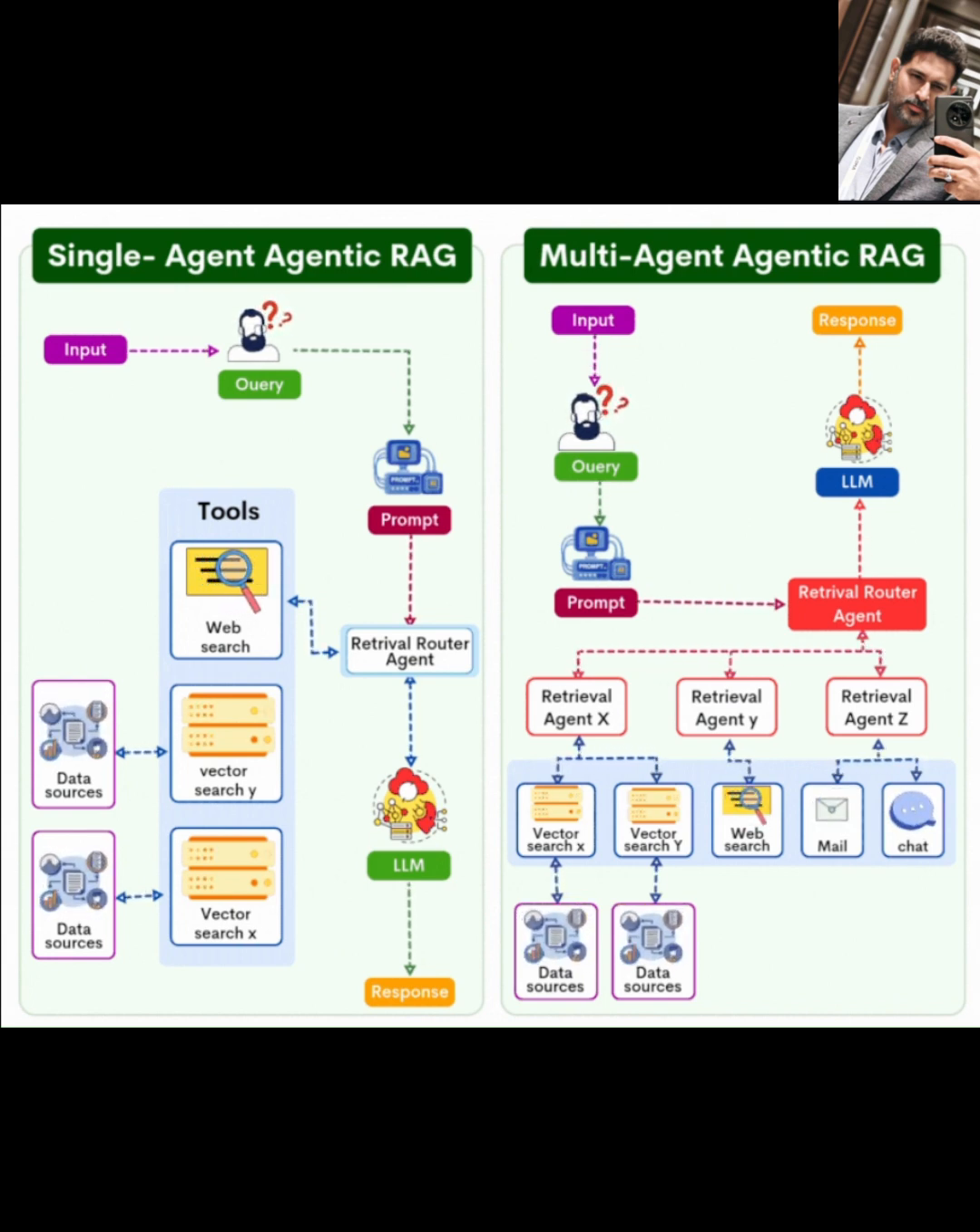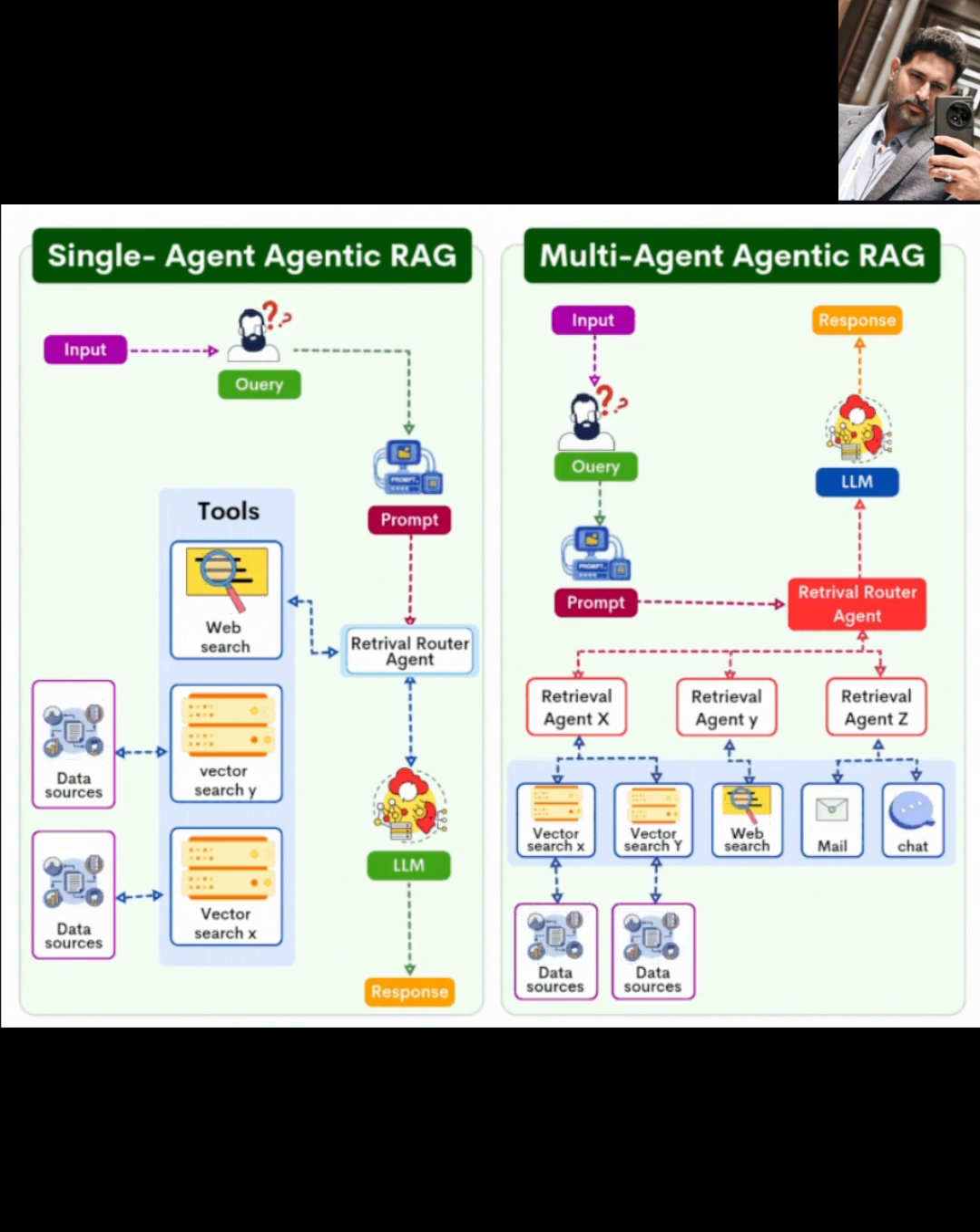The agent constructs a prompt by combining the query with the retrieved data, ensuring the context is relevant and concise. This enriched prompt is then sent to the large language model, LLM, which generates a response by leveraging both its pre-trained knowledge and the retrieved information. The response is returned to the user, completing the cycle. This single-agent setup is straightforward and effective for simpler tasks where one agent can handle both retrieval and generation.